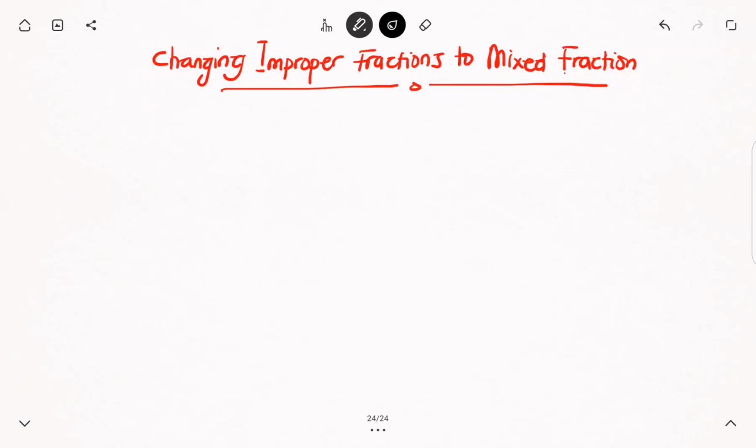Alright, so without further ado, let's start. Now, a fraction is normally expressed as a number, let's say a, on another number, or divided by another number b. The number at the top here is what we call the numerator, and the number at the bottom is what we call the denominator.